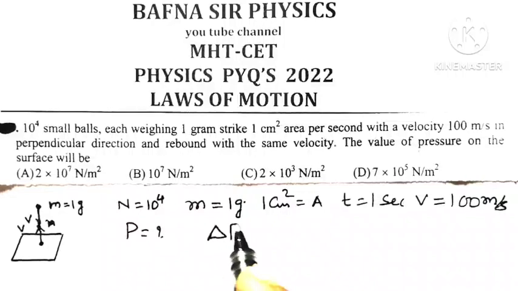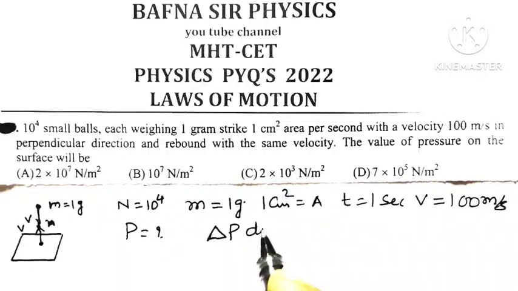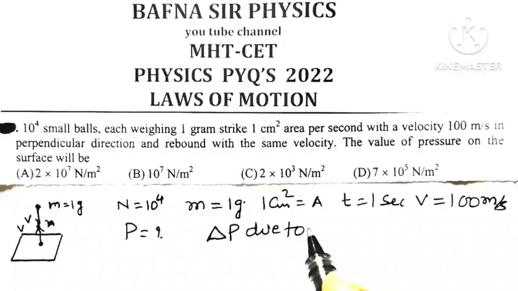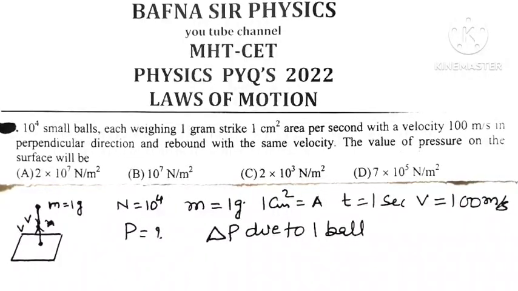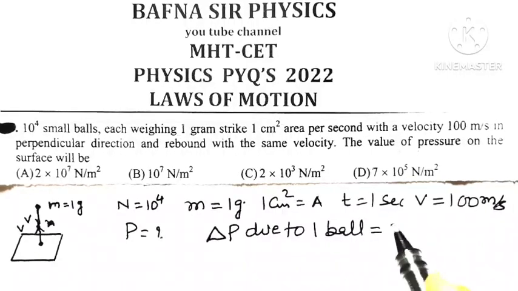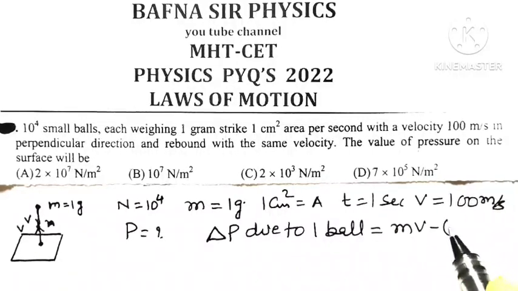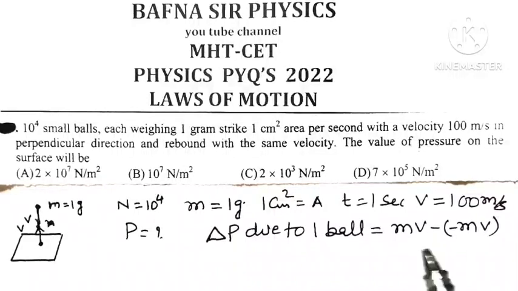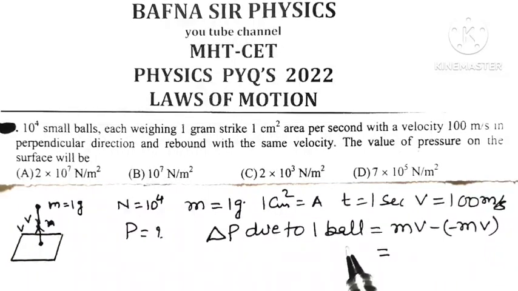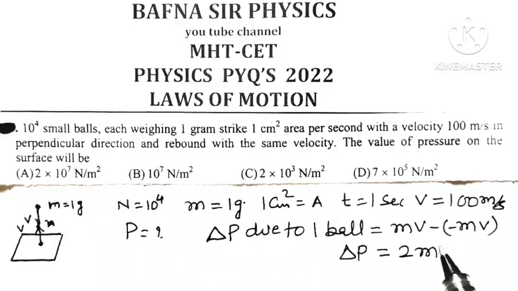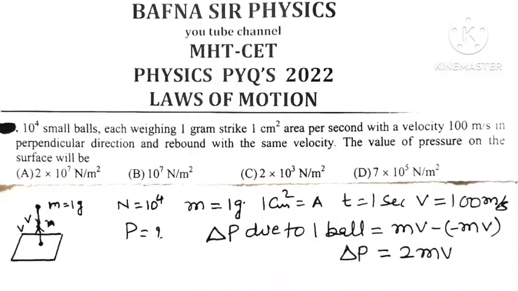Change in momentum delta p due to collision of one ball. Change in momentum when one ball strikes the surface is equal to mv minus (minus mv), initial momentum minus final momentum, because here the ball rebounds with the same velocity. So change in momentum due to one ball, delta p, is equal to 2 times mv.